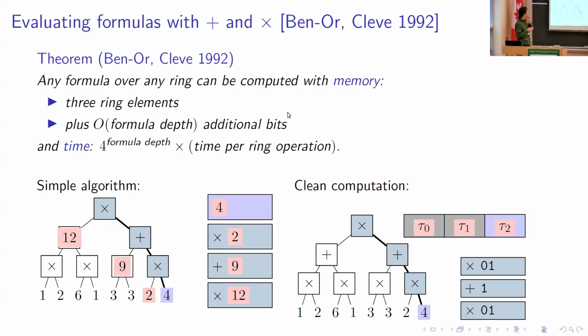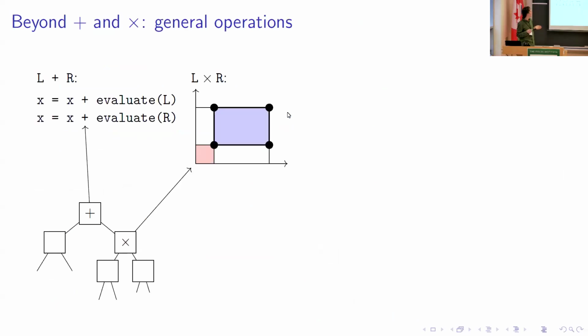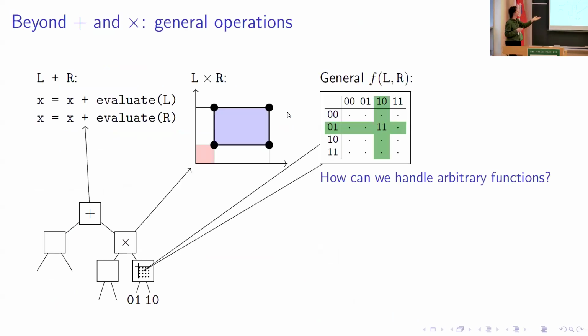Okay, so that was the second subpart. I showed you how the Ben-Or and Cleve result works. So now let's see, how do we extend this to work with arbitrary operations? To review, we know how to do plus, we know how to do times. What we don't know how to do yet is general operations.